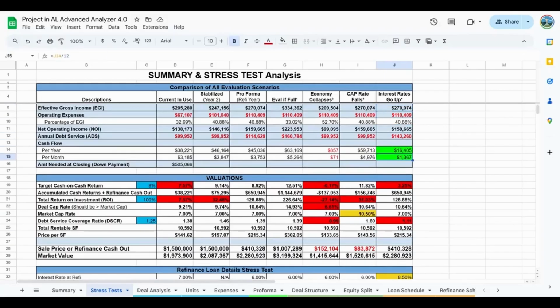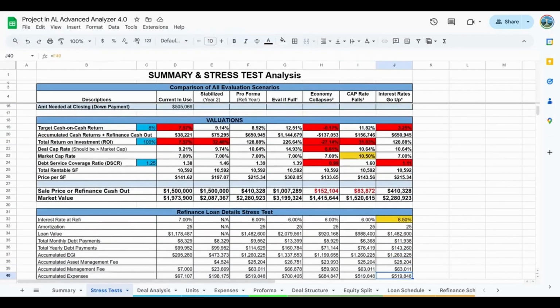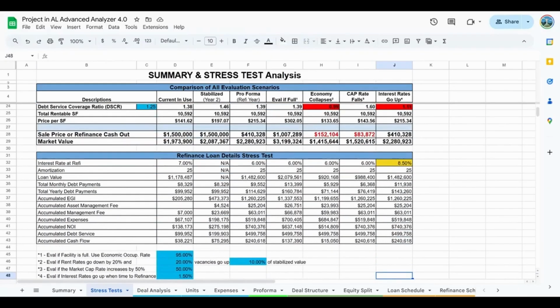And you can go through and change these numbers at the bottom to fit the criteria that you think will happen, and just see how your facility performs in different situations. So once you're comfortable with how the property will perform in different economic situations, we need to come down to the Deal Structure tab.